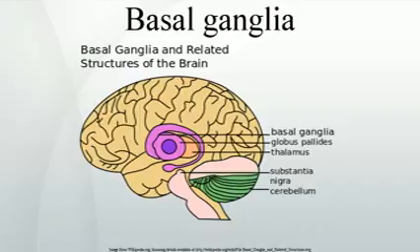The end result is inhibition of the thalamus and, therefore, decreased stimulation of the motor cortex by the thalamus and reduced muscle activity. The direct and indirect pathways are therefore antagonist in their functions. Following is a diagram of the indirect pathway.